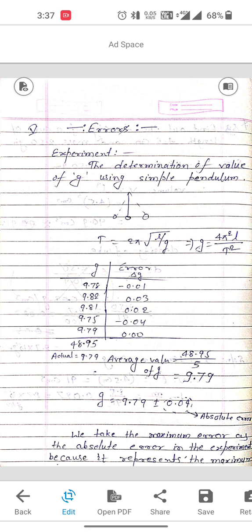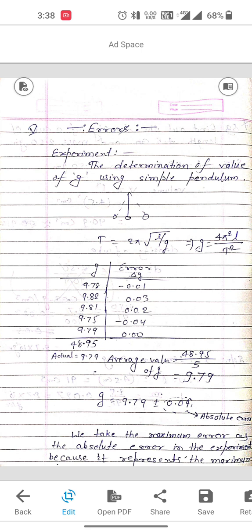9.82. How minus 0.01? The readings are 9.78, 9.82, 9.81, 9.75, 9.79. That is total 48.95. On taking its average, 48.95 by 5, that is coming to 9.79. This is the variation we are looking at here. g is 9.78 and the average value is 9.79. Then minus 0.01.